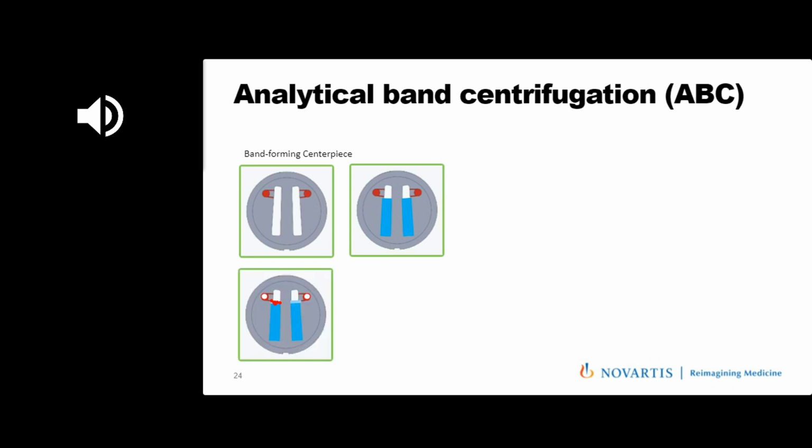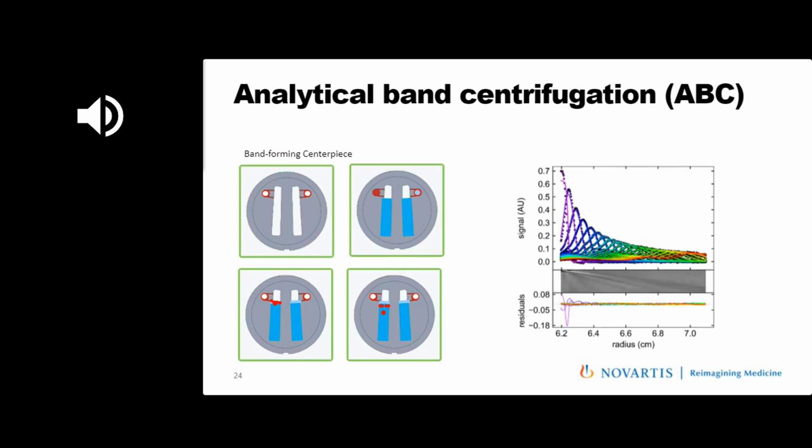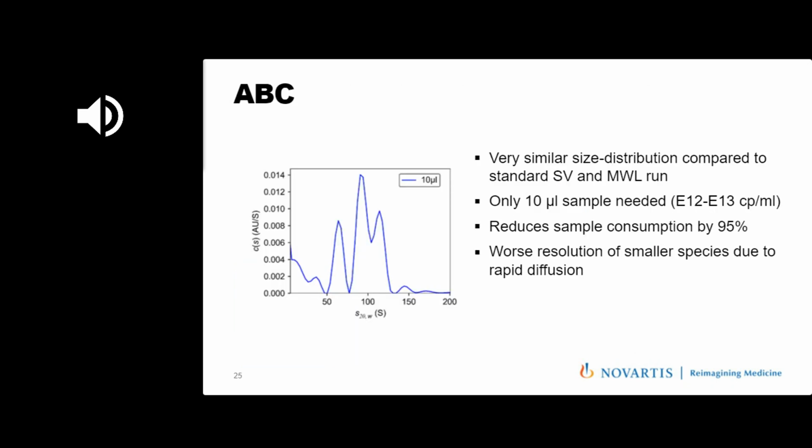And if you do it properly, you get a band which is overlaid on the top of the sample, and then your molecules start to sediment into that buffer, which you have provided here in the chamber. And what you get is a band which moves to the bottom of the cell and rapidly decreases in OD because it spreads and diffuses into an empty buffer space. And you can analyze that very much like a velocity experiment.